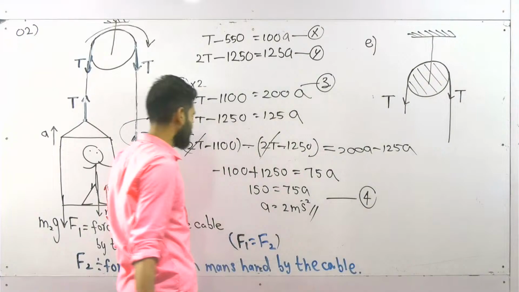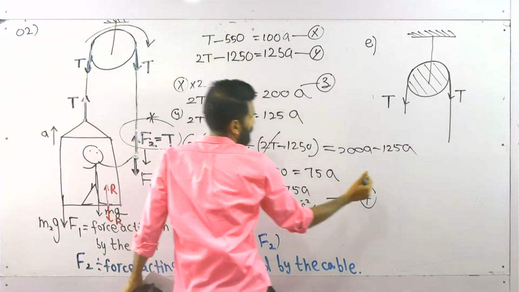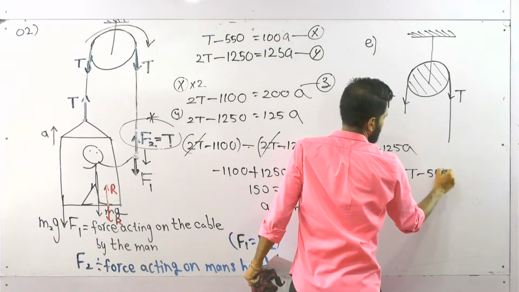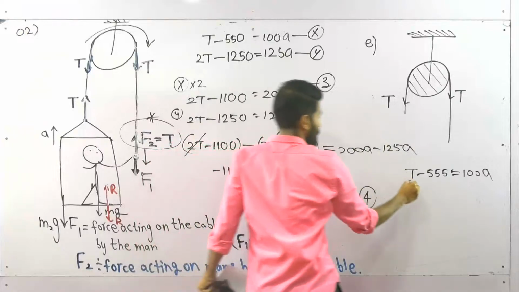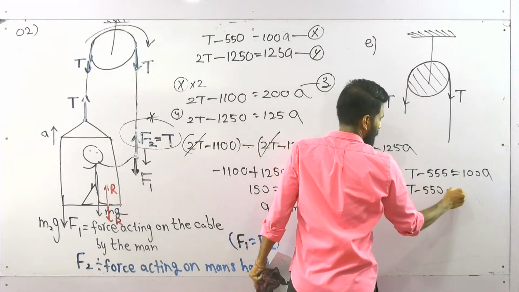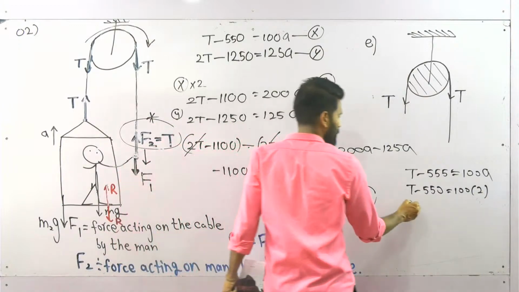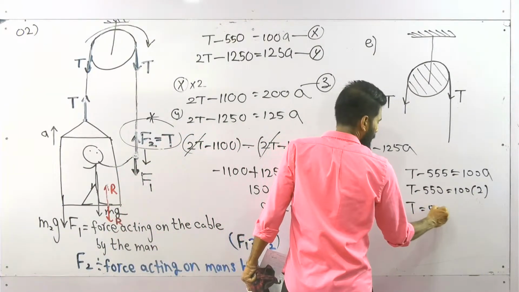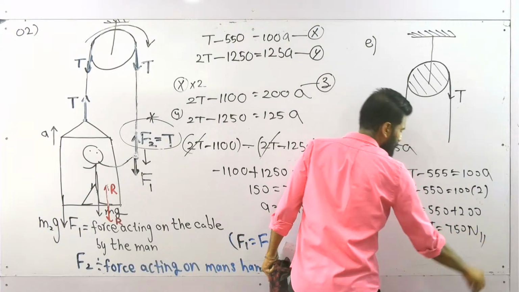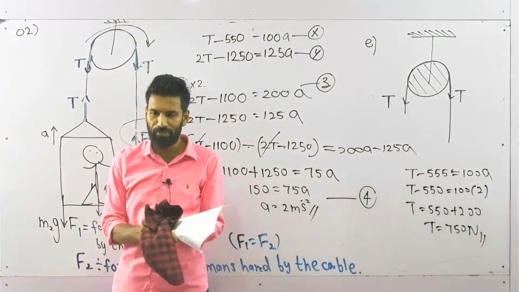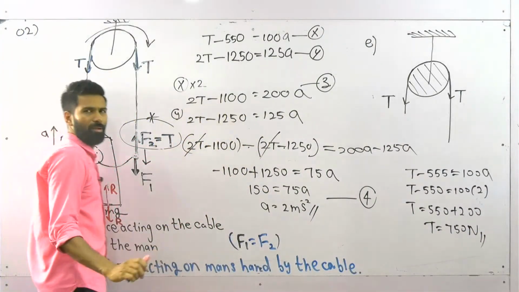So we have to find the value of T: T minus 550 equals 100A, T minus 550 equals 100 into 2, as the acceleration is 2, which we already found. So T is equal to 550 plus 200. T is equal to 750 newtons. So the tension is 750.